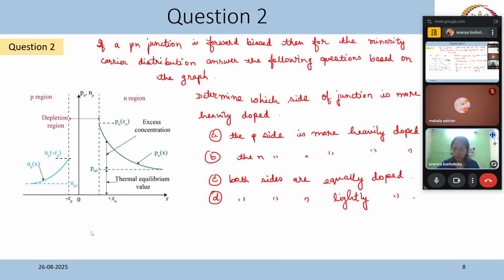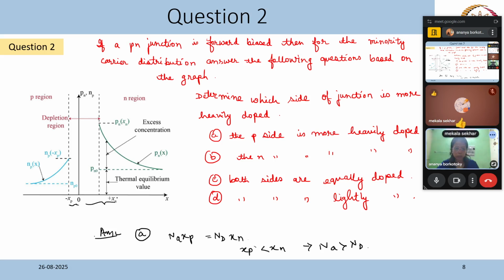Yeah, the correct answer is A, because why is the P side more heavily doped? We know that Na into xp is equal to Nd into xn. So our xp is less than xn. That means our Na is greater than Nd. Okay? Here, this value is smaller. That's how we are getting it.